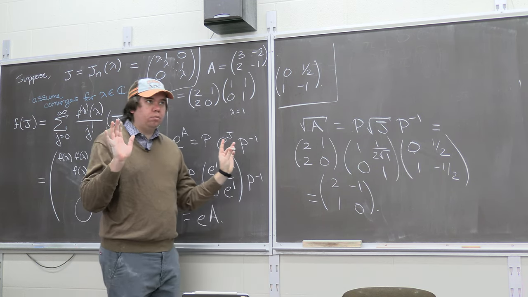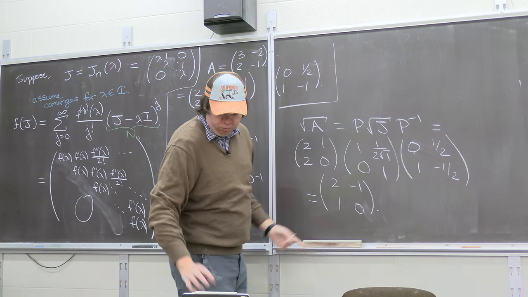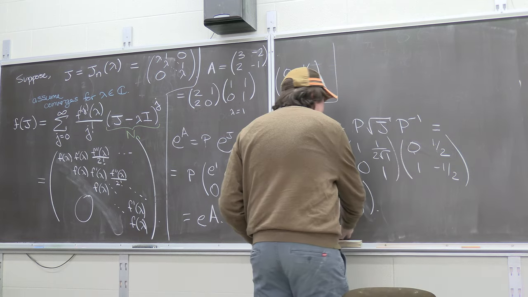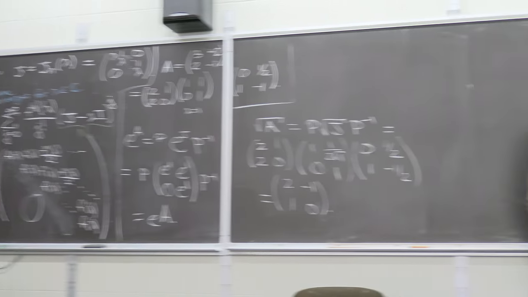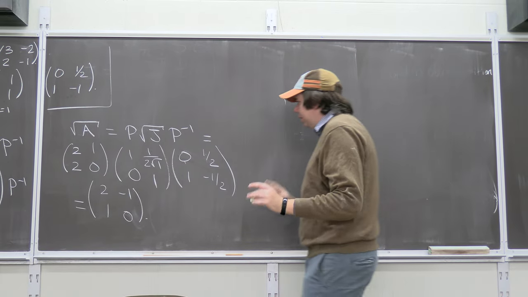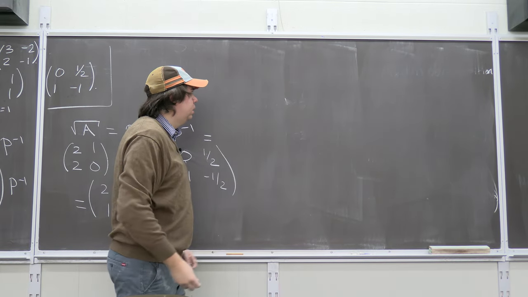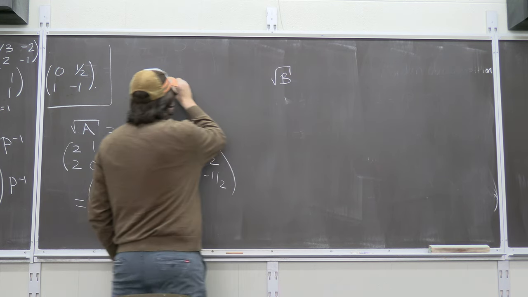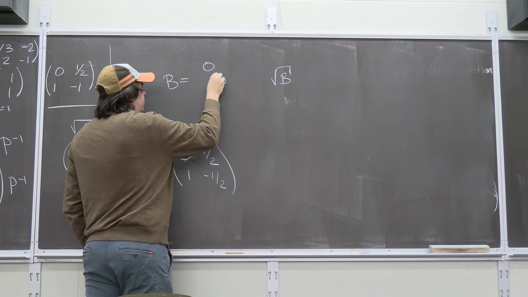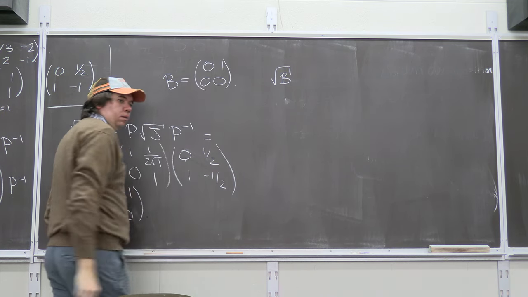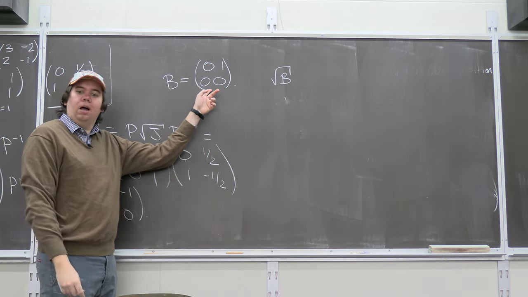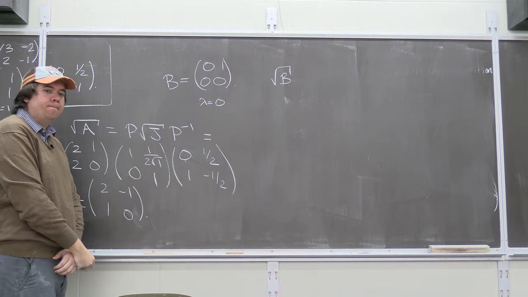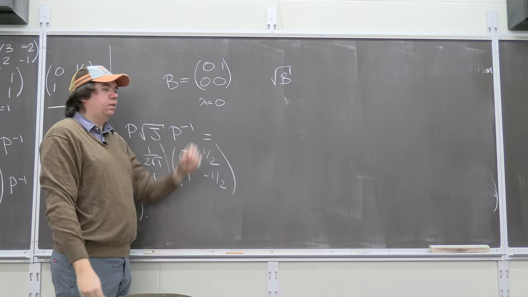Okay. So we now know how to calculate just about whatever you want. I guess I should end by giving you a little bit of a warning. Things don't always go so nicely. What if I want to find the square root of B, where my B is equal to the matrix 0, 0, 1, 0? Well, this is already a Jordan block. This is just a Jordan block where lambda is 0, with a 1 on the superdiagonal.